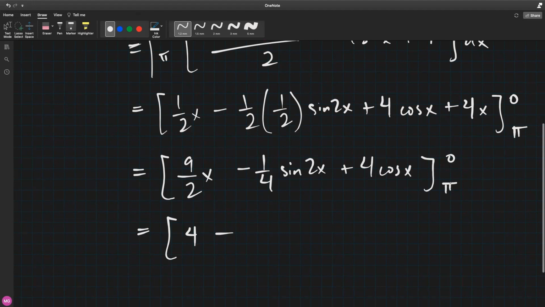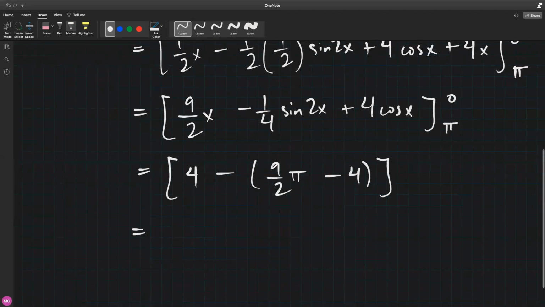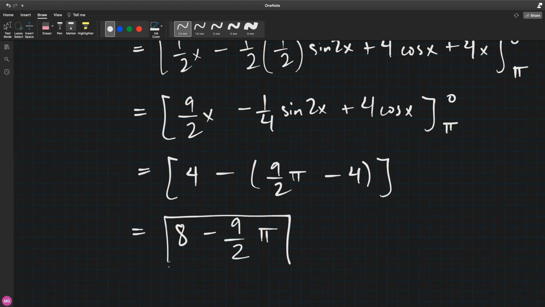minus, and then plug in pi here. That would be 9 over 2 pi. Sine of 2 pi would just be 0. And then cosine of pi would just be negative 1. So that would be negative 4. So simplifying this further, 4 minus negative 4, that would be 8 minus 9 over 2 pi. Then let's have a box there for our final answer.